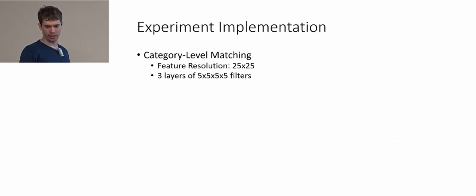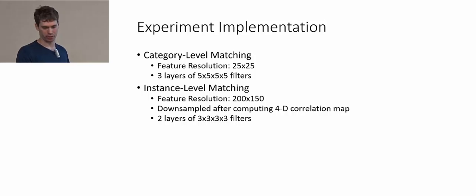They did make some slight adjustments to their architecture depending on the experiment. So they used a relatively small resolution for category level matching. So they compensated by using 3 full layers with relatively large filters, so 5 by 5 by 5 by 5 filters. But for the instance level matching, the resolution was much higher. So they had to use some 4D pooling to bring it down to a workable resolution. And they only used 2 layers of smaller filters for their network.